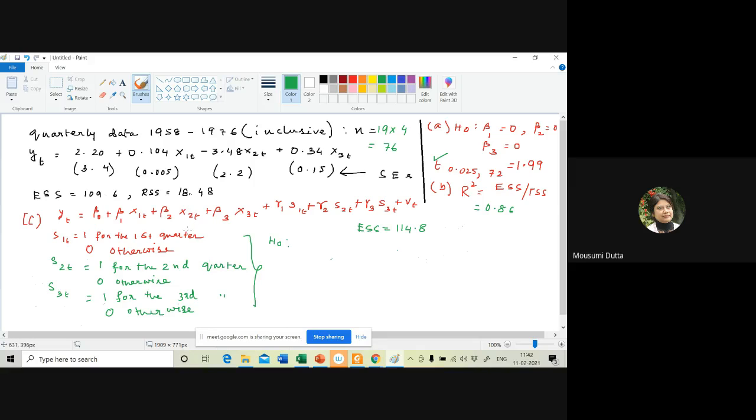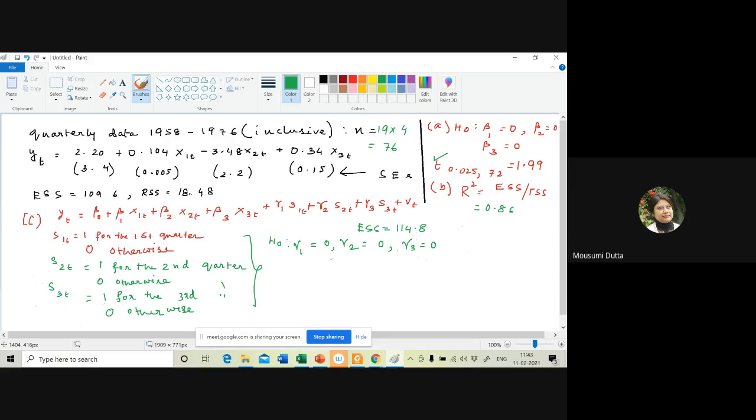Or separately we can write it as beta 1 equals beta naught, beta 2 equals beta naught, and beta 3 equals beta naught. This is the null hypothesis. Gamma 1 is equal to 0, gamma 2 is equal to 0, gamma 3 is equal to 0. Or the way he said, gamma 1 equals gamma 2 equals gamma 3 equals 0.